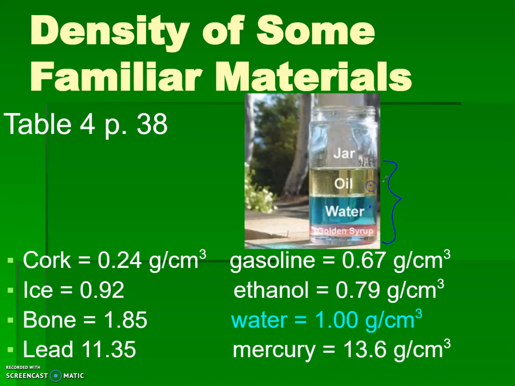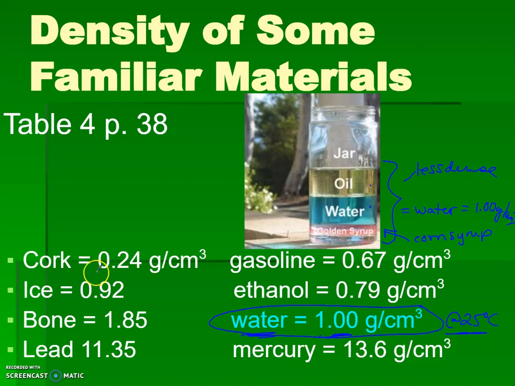So oil and water don't mix. Oil is less dense than water, so it is going to float, where golden syrup, which is the same thing like corn syrup, is going to be more dense than water, so it is going to sink. And water is typically known as having the density of 1 gram per centimeter cubed. This is at 25 degrees Celsius, which is room temperature. The density of water changes with temperature. But for the most part, we're dealing with things around room temperature, so it's going to be used as one.